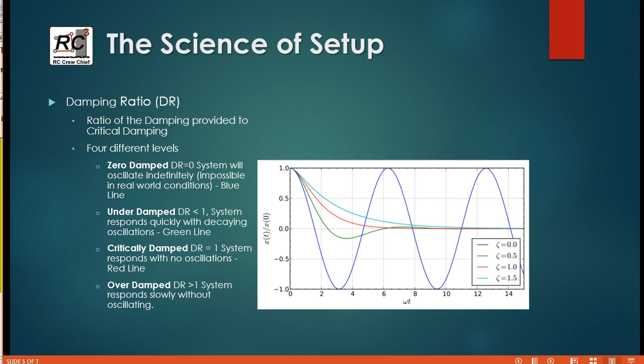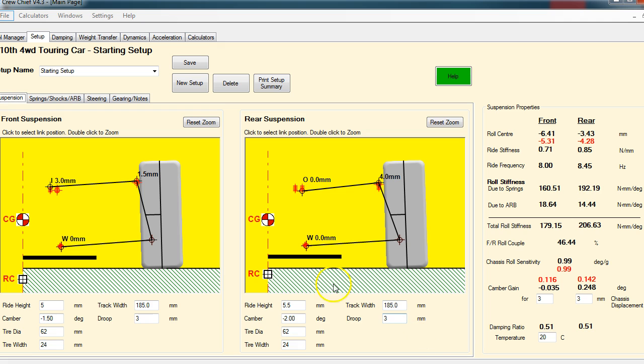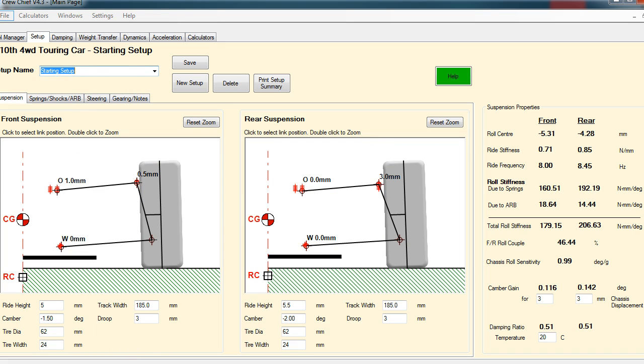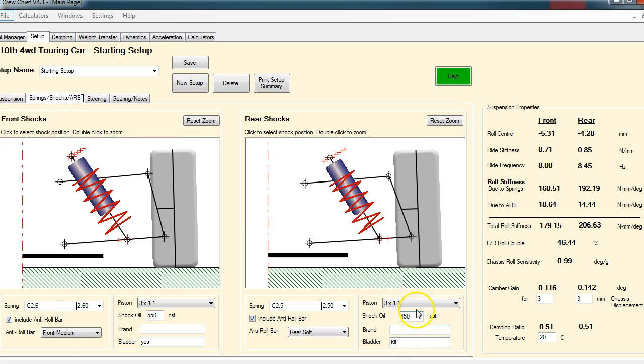So let's have a look at what we can use in RC Crew Chief to see how that is impacted. First thing, you can change your pistons in your shock. If you go to a smaller hole size, you can see here that our damping ratio has gone from 0.5 to 0.7. You can reduce the oil viscosity. Now you can see we've kind of got back to where we were before by going to a lower viscosity oil.